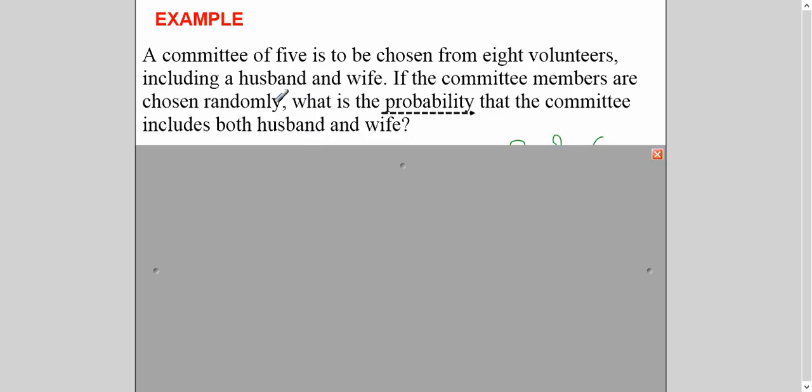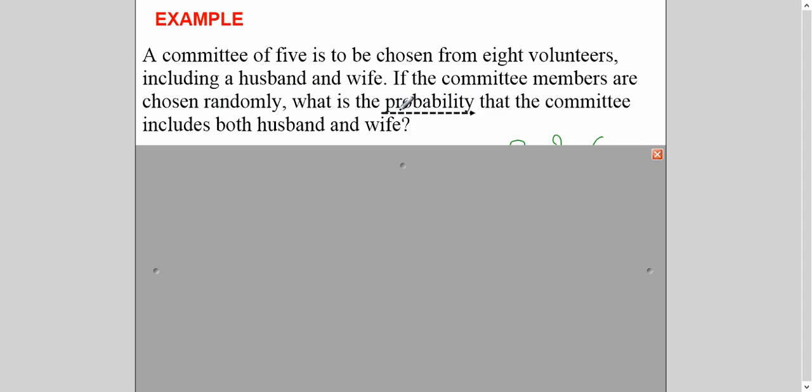Now let's see this case. A committee of 5 is to be chosen from 8 volunteers, including a husband and a wife. If the committee members are chosen randomly, what is the probability? Now please pay attention. Why did I take this question?